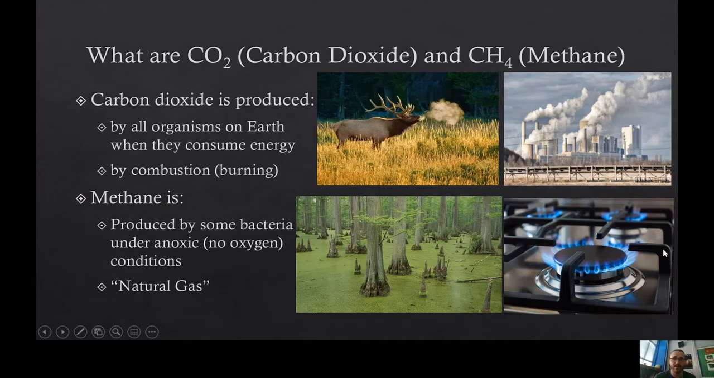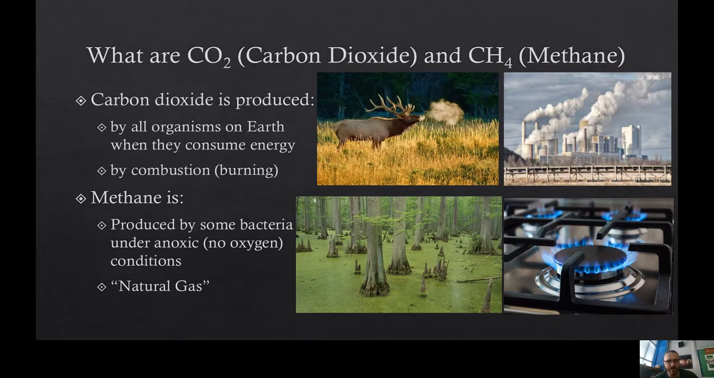What exactly are humans doing that are increasing the amount of carbon dioxide and methane in the atmosphere? Well, first, let's talk about what carbon dioxide and methane are. Carbon dioxide is CO2, and from here on out in the slides, it's going to be called CO2, not carbon dioxide, so don't get confused. If you see CO2, that's carbon dioxide. And methane is CH4.